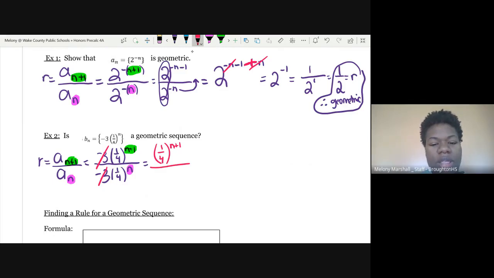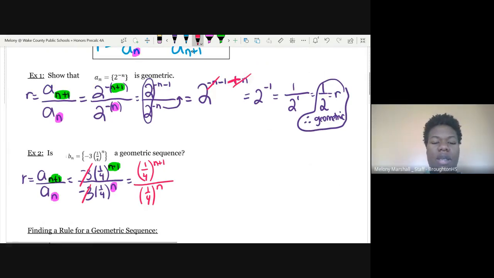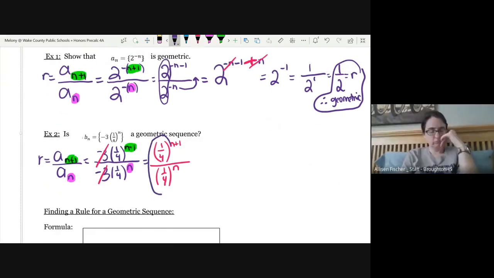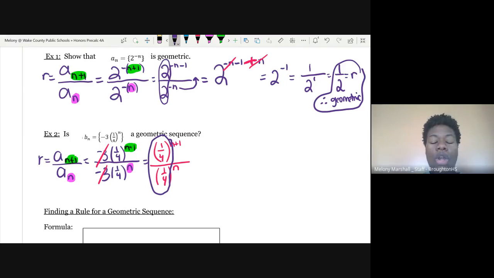And then you end up with 1/4 to the n. We're doing the exact same thing. Remember, as before, you have common bases, or you can think of it as subtracting, and it ends up being 1/4 to the n plus 1 minus n. And this time we don't need an additional set of parentheses because we have a positive n minus a positive n. And then we can clean it up.